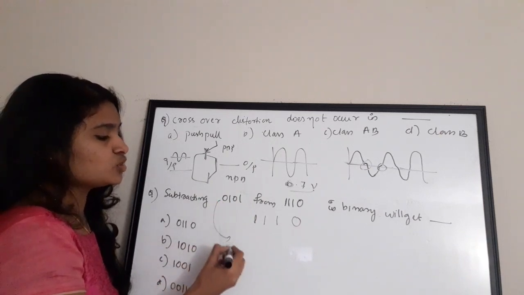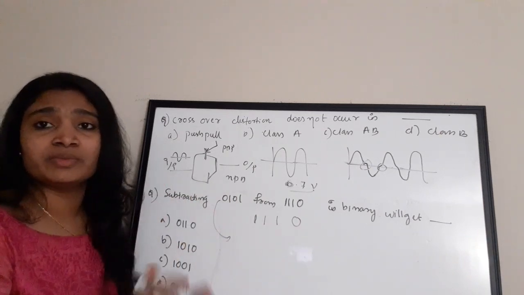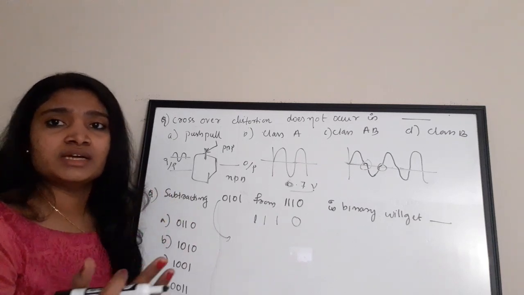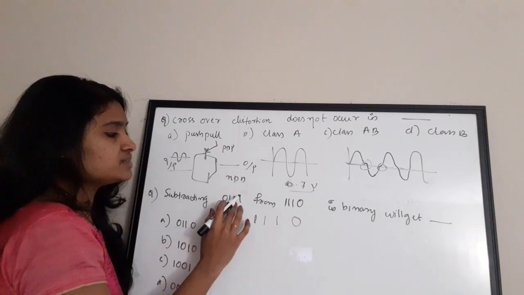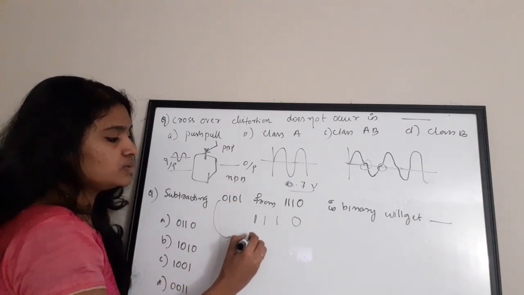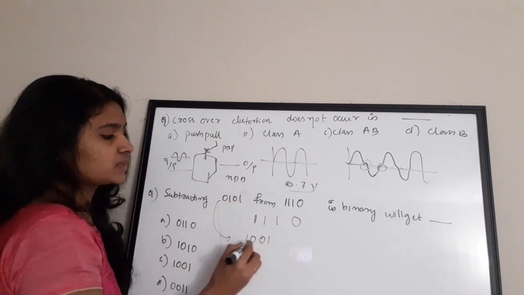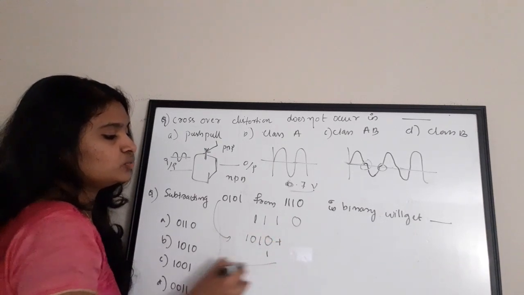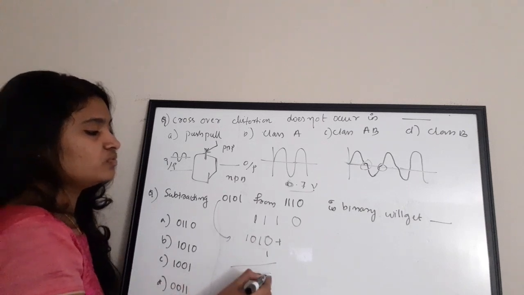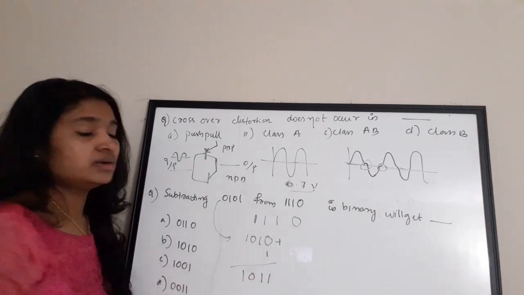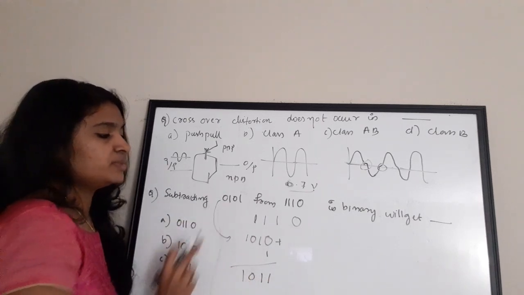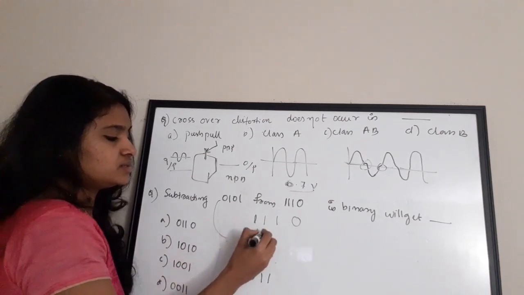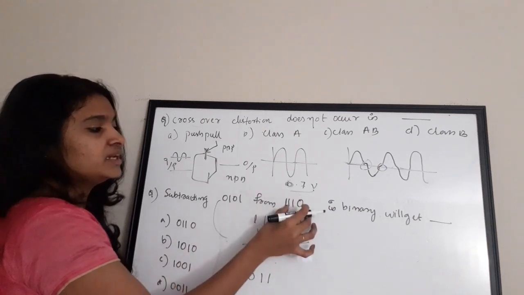So take its 2's complement, that is 1's complement plus 1. 1's complement means taking the complement of all the bits. That is, 0101's 1's complement is 1010. Then plus 1 to make it the 2's complement, so 1011. 1011 is the 2's complement of this number. Now add this 2's complement, that is 1011, with the other number.